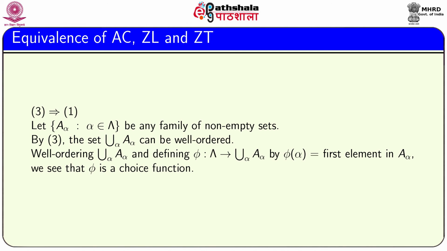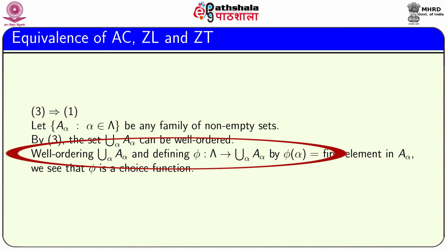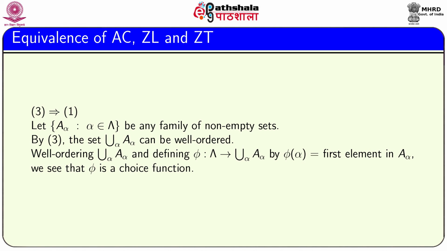For 3 implies 1, that means Zermelo's theorem will imply axiom of choice. To prove this, we start with a collection A alpha of non-empty sets. By 3, the set union A alpha can be well ordered. Well ordering union A alpha and defining a function phi from lambda to union A alpha by phi of alpha is equal to the first element in A alpha, we see that phi is a choice function, proving axiom of choice.